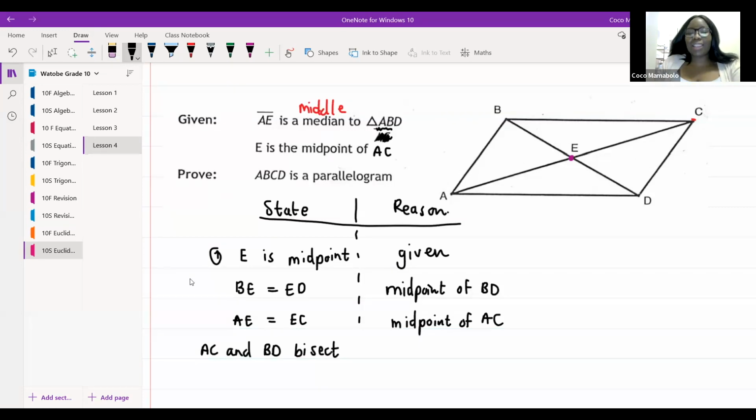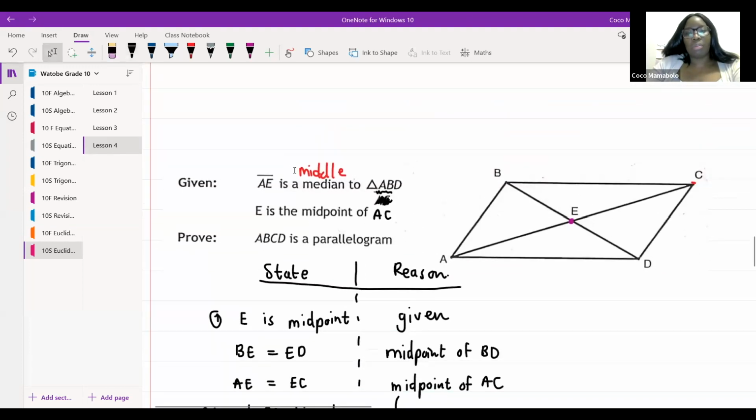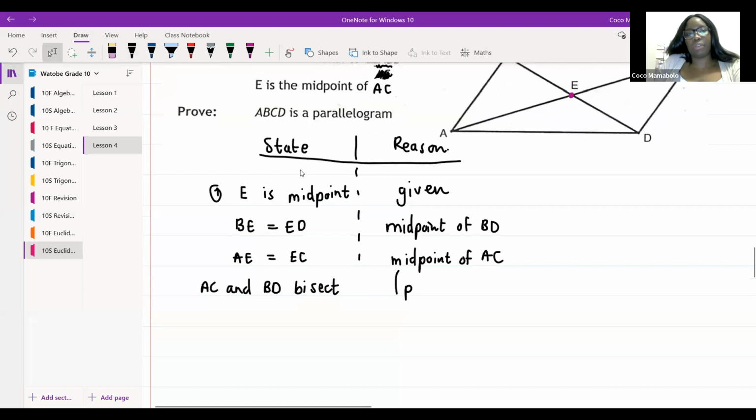Absolutely. And this is 100% a property of a parallelogram. We didn't even have to go far with this one. Therefore, ABCD is a parallelogram.